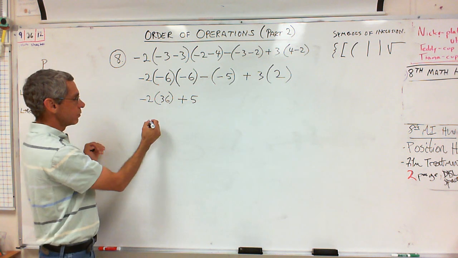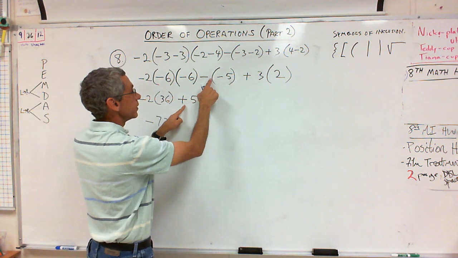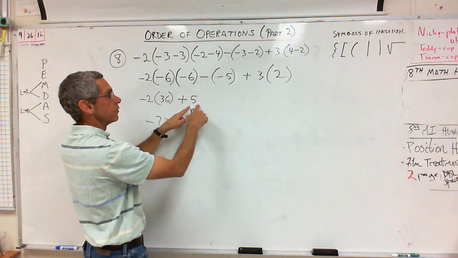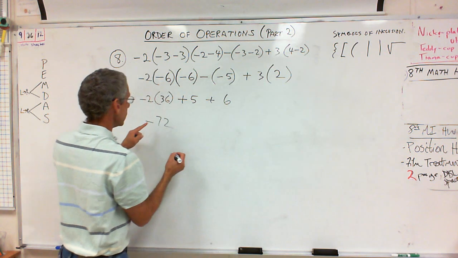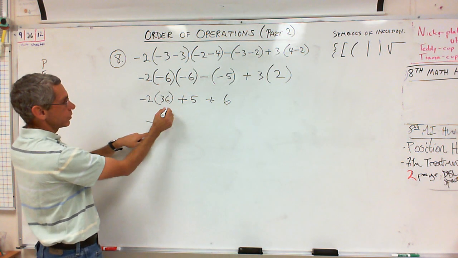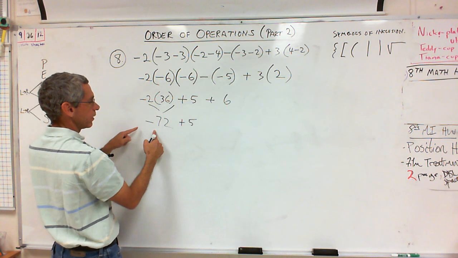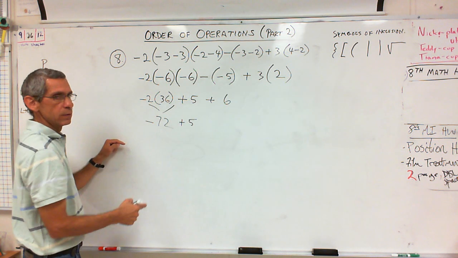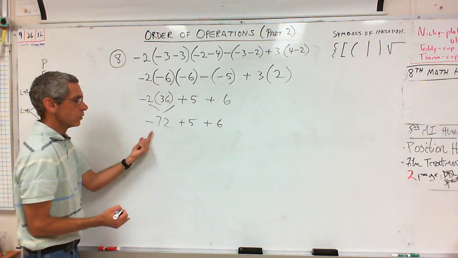-72, right? So we'll get there in a minute. Let me just finish this. -5 is plus 5. And then plus, what's 3 times 2? 6. Okay, good. So now we have -72, and then we have plus 5. What's -72 plus 5? -77. You guys agree? Okay, let me just add my 6 to it.